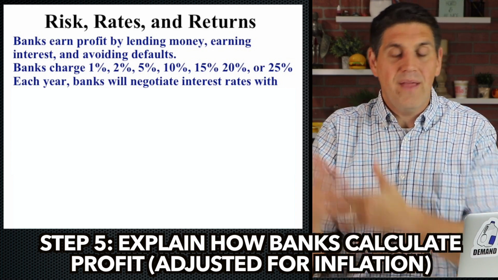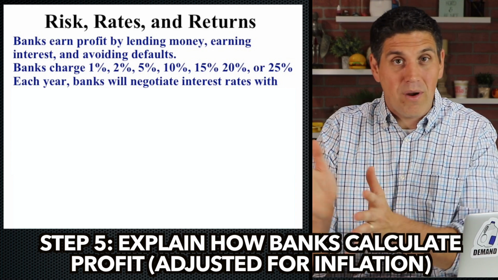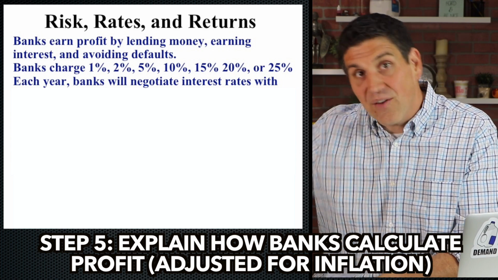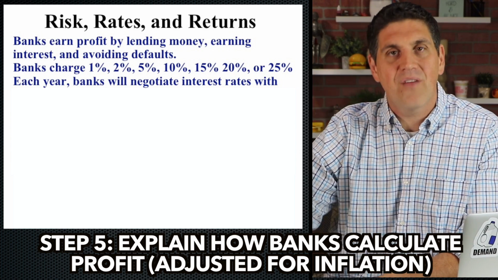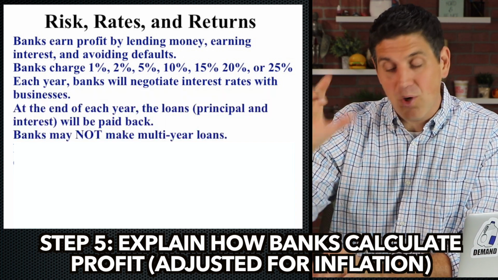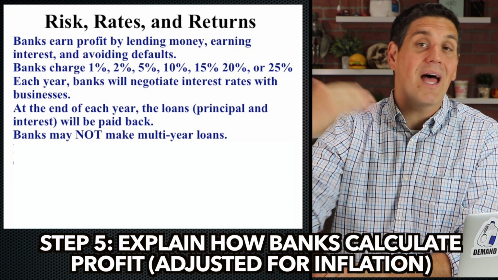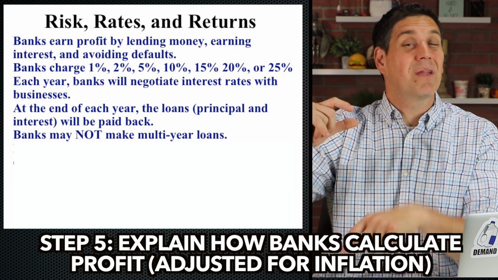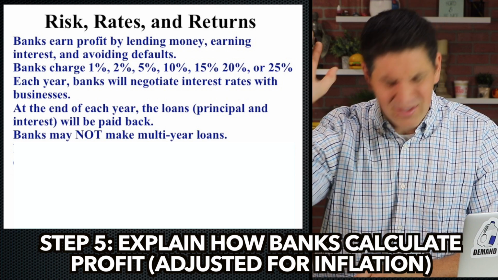If they don't, then they don't. And if they do, what rate do they want to charge? And is that lender going to be undercut by a different lender, right? Can that borrower go get money from another person at a lower interest rate? At the end of each year, the loan is going to be paid back, so banks can't make multi-year loans. So you can't say, okay, for the next 2 years you want $10,000, but I'm going to give you $20,000 for the next 2 years. They can't do that.